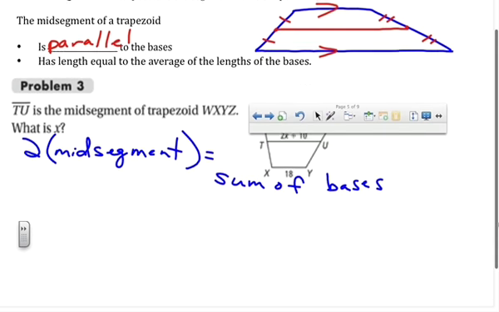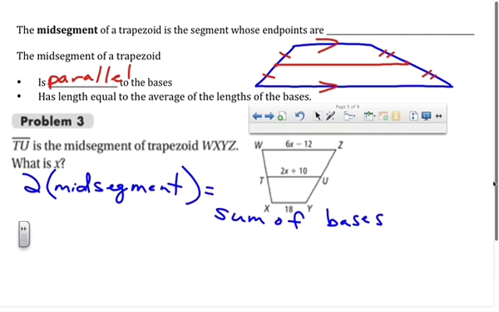Oh, I skipped a blank up here. Sorry about that. The mid-segment of a trapezoid is the segment whose endpoints are midpoints of the legs.